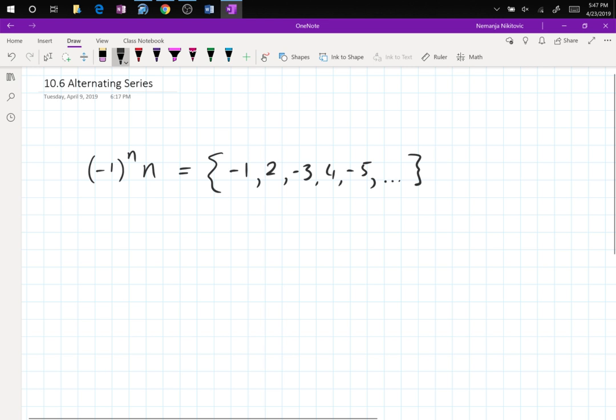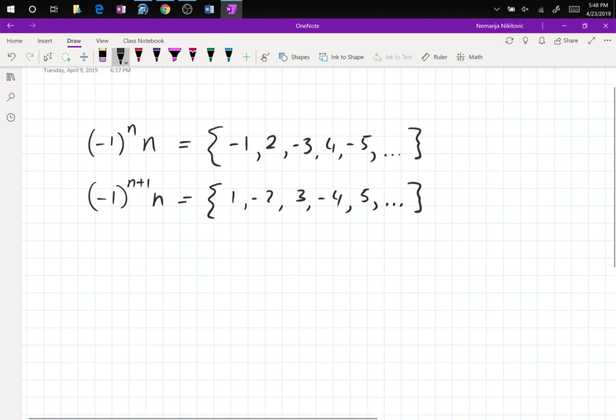And you can switch it around and have it as negative 1 to the n plus 1 times n, in which case you are going to start with 1 and then negative 2 and then 3 and then negative 4, then positive 5. So you can swap all of the signs.